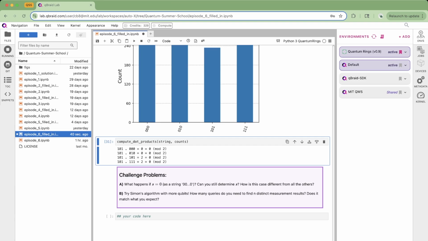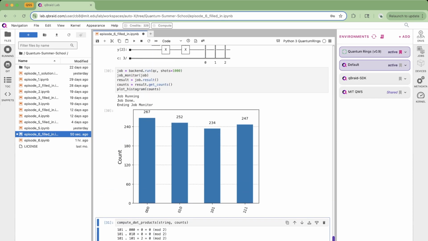If you want to play around with this more, see what happens if you set s equals 0. So now every input has a distinct output. And then also try putting more qubits in and see the scaling of how many queries you need. So here we're doing 1,000, which is way overkill. Like, how few shots could I do and still get away with knowing what the bit string should be?